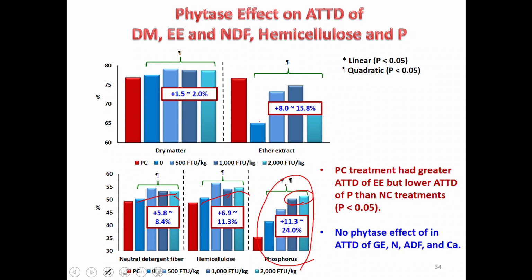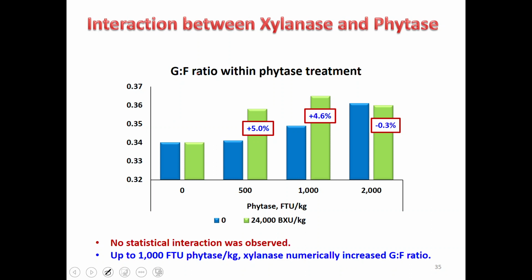And ether extract digestibility also increased with increasing phytase supplementation level, so that dry matter digestibility increased. Which means phytase supplementation up to superdose level increased not only phosphorus digestibility, but also fiber and ether extract digestibility. So we confirmed this extra-phosphoric effect in increasing nutrient digestibility.